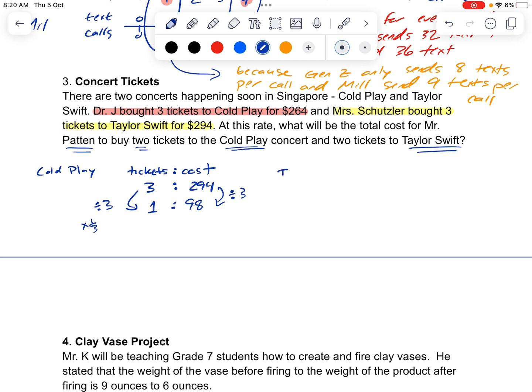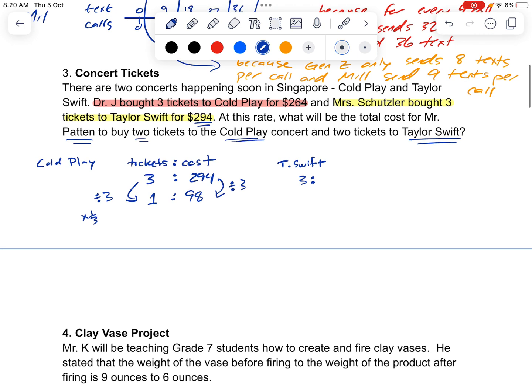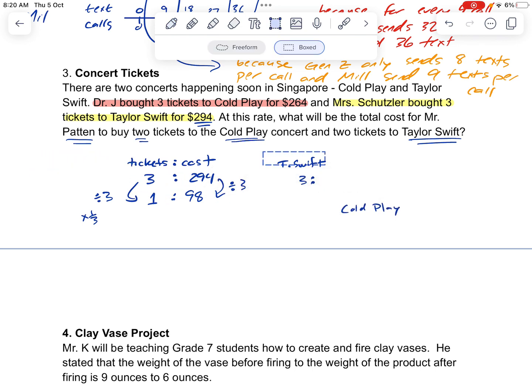Now what about Taylor Swift, for all you Swifties out there? So T-Swift. Miss Schutzler is getting those tickets, and her price for 3 tickets is... whoops, I used the wrong one. Maybe you saw that. Taylor Swift costs $294. So let me just change this. Coldplay, I'm going to move over here. Taylor Swift, that's how much the tickets that Miss Schutzler got cost.